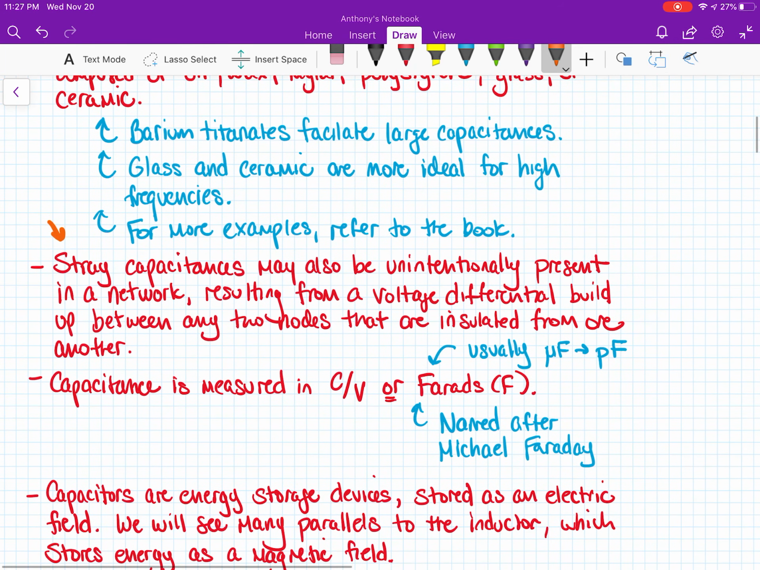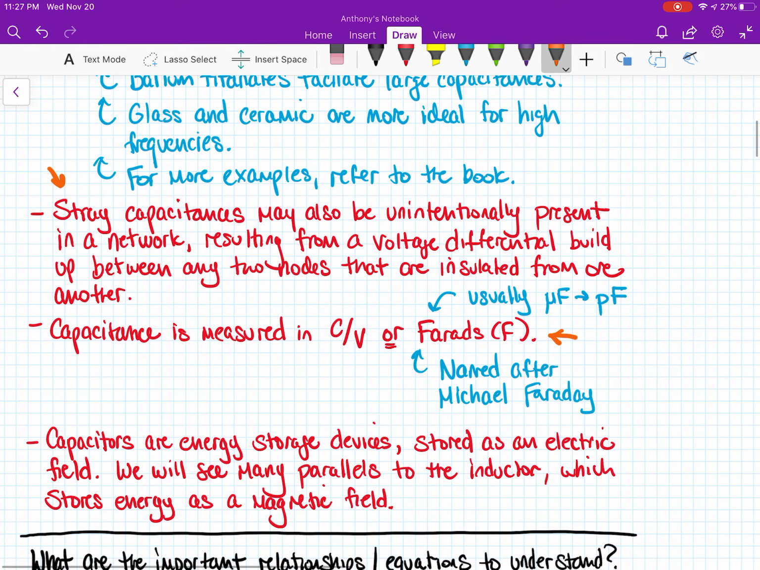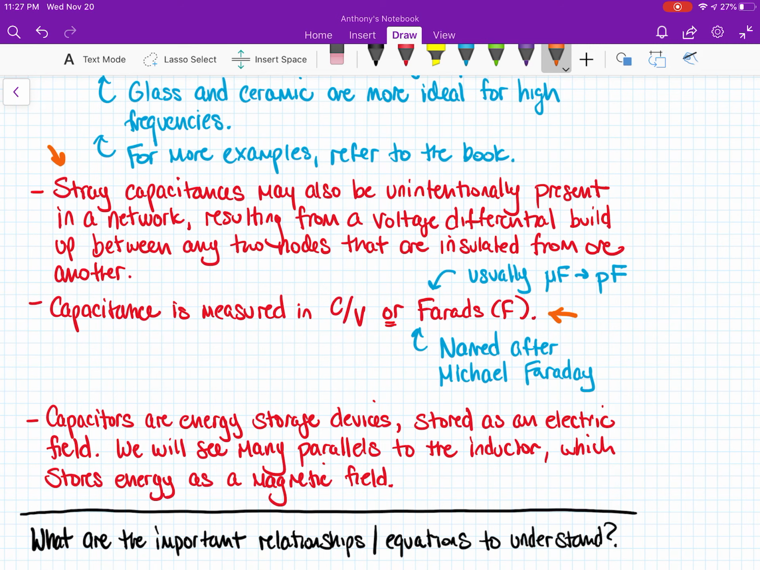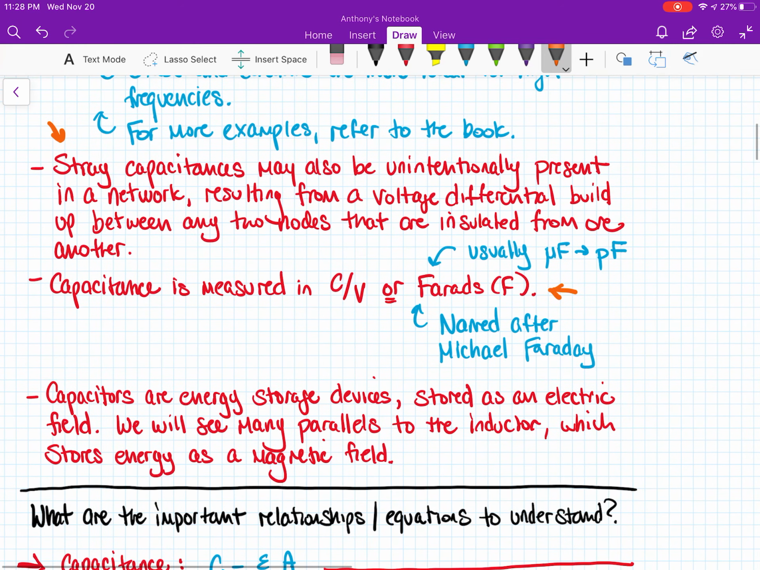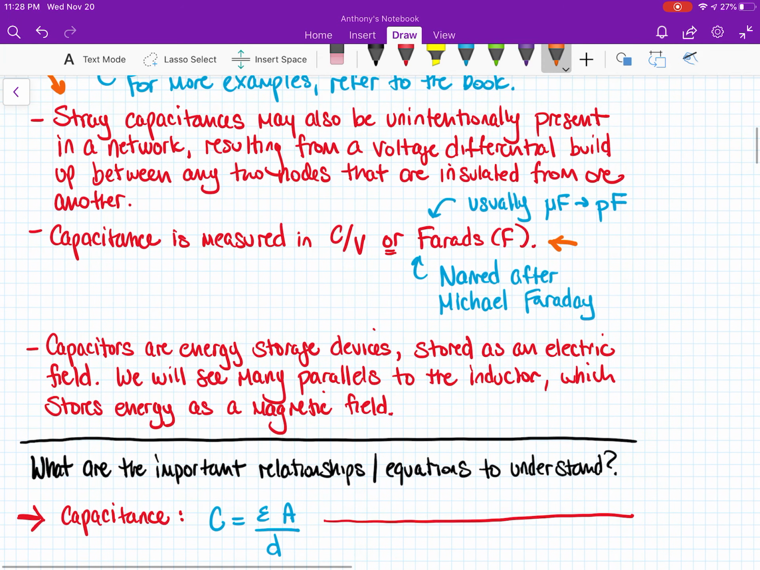Capacitance is measured in coulombs per volt, or more commonly in farads. And the range of capacitors that we normally see is somewhere in the range of microfarads to picofarads. The values are normally small. The unit is named after Michael Faraday, the very famous physicist. Capacitors are energy storage devices, and the energy is stored as an electric field as that voltage differential builds up between the plates. We'll see many parallels to the inductor, which also stores energy as a magnetic field.